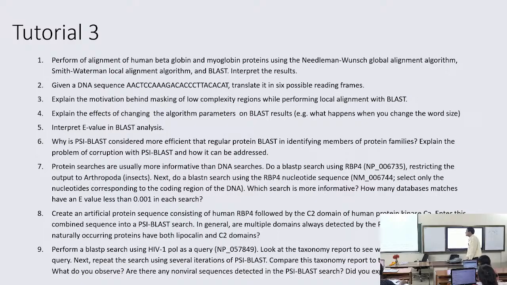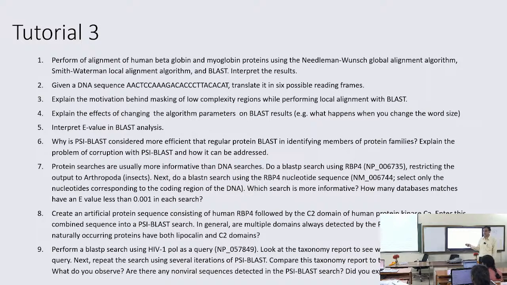Okay, so next question. Protein searches are usually more informative than DNA searches. Do a BLAST search using retinol binding protein 4, restricting the output to Arthropoda, insects. Now do a BLAST search using the retinol binding protein nucleotide sequence, selecting only the nucleotides corresponding to the CDS, the coding region of the DNA. Which search is more informative? How many database searches have an e-value less than 0.001 in each search?